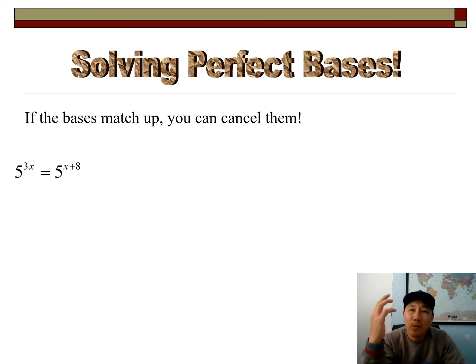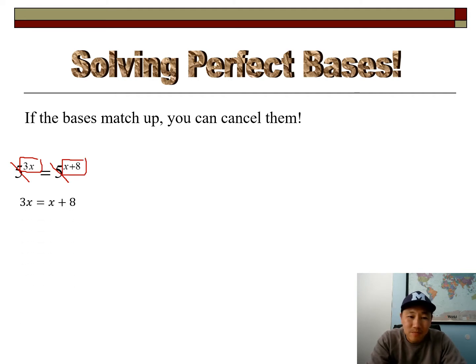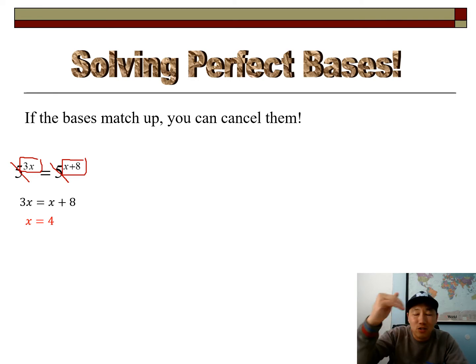All right, so the whole point of using logarithms is because we need to solve equations where the variable is in the exponent. In this case, we have a variable in the exponent, but because the bases match up, they're both 5s, they don't necessarily cancel out, but they act like if they're the same bases, that means their exponents must be the same. So you just have 3x is equal to x plus 8, which becomes a very basic algebra problem. X equals 4. All right, so again, when the bases match up, you can kind of cancel them out and just set the exponents equal to each other.